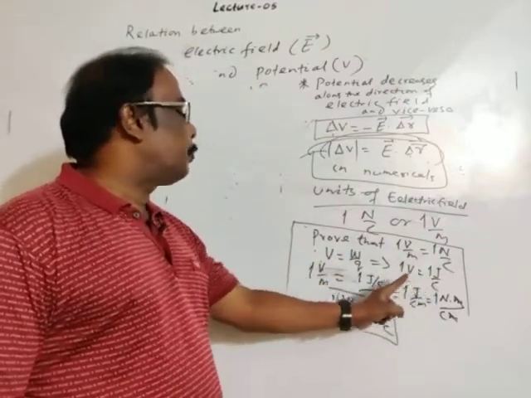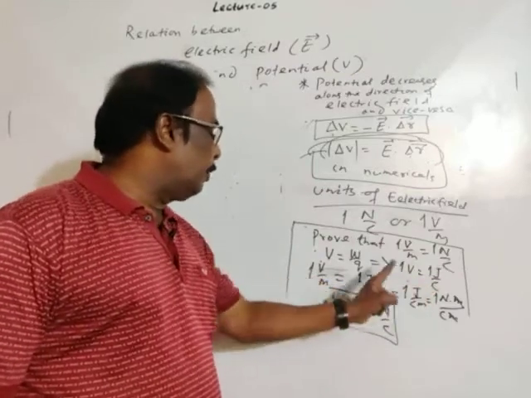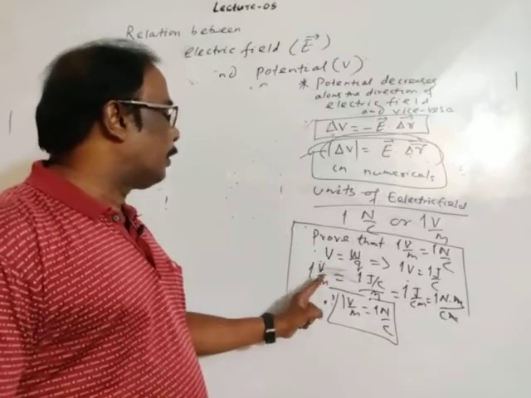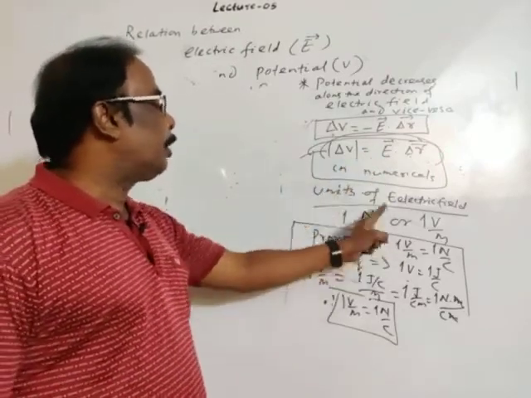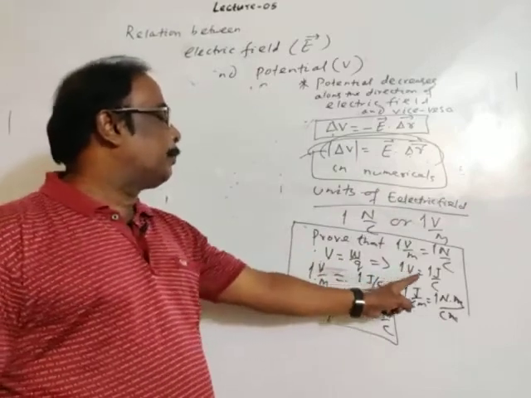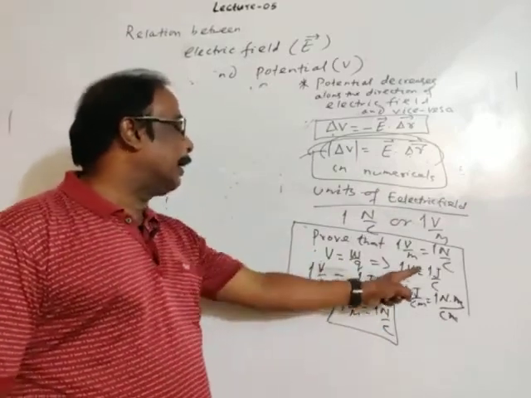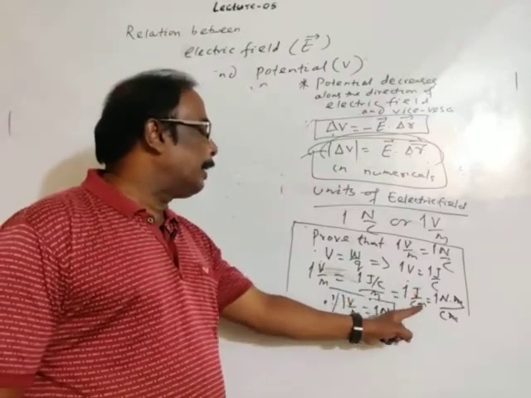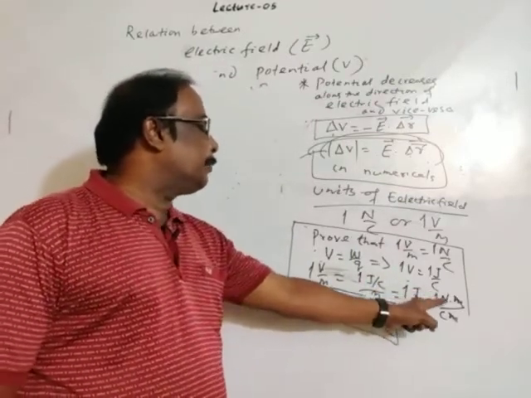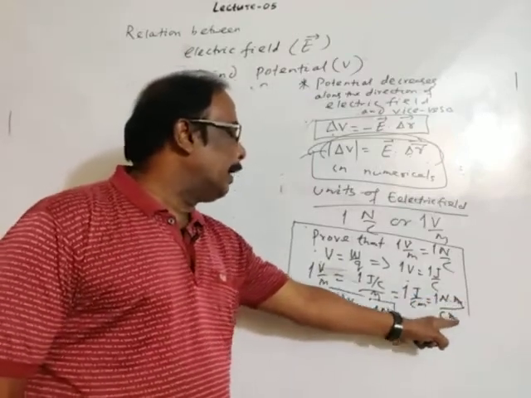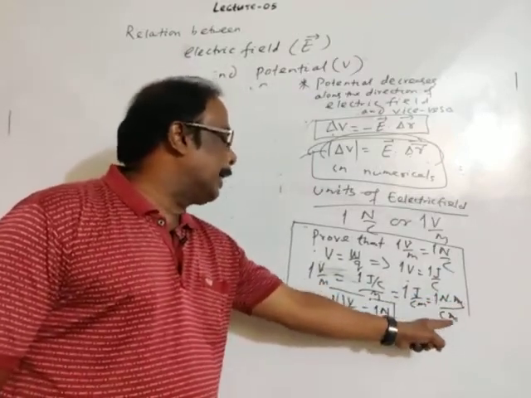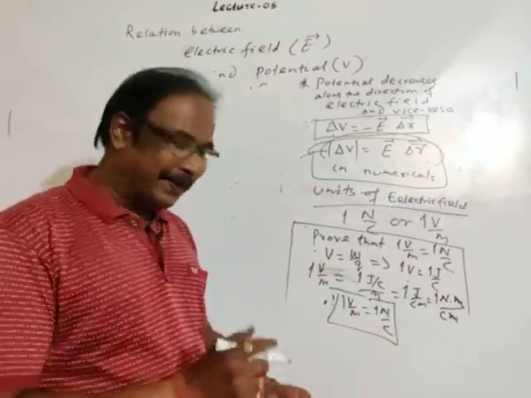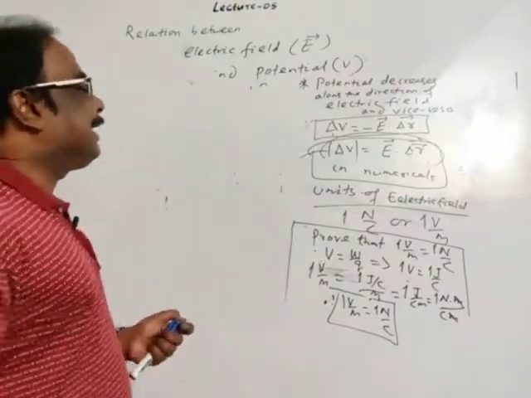Charge is Coulomb. So 1 volt is equal to 1 joule per Coulomb. So 1 volt per meter is the unit of electric field. In place of volt I can write joule per Coulomb divided by meter. This becomes joule divided by Coulomb meter. 1 joule is equal to 1 Newton meter, divided by Coulomb meter. Meter gets cancelled. Thus 1 volt per meter is equal to Newton per Coulomb. Too easy. Okay, this is the concept.